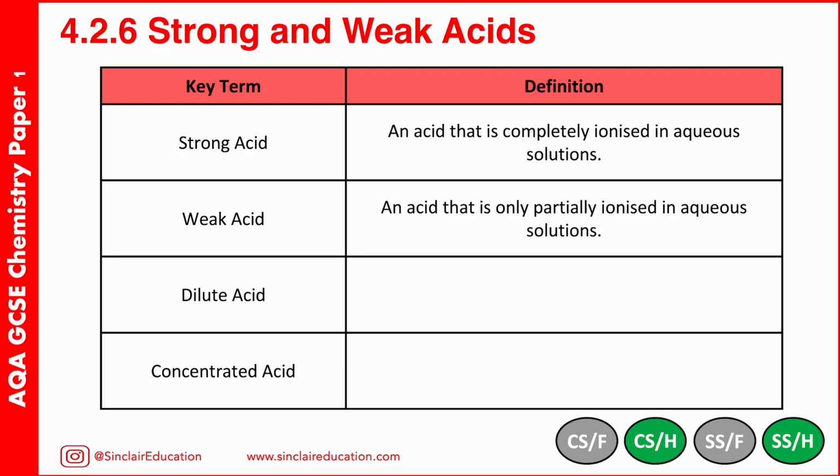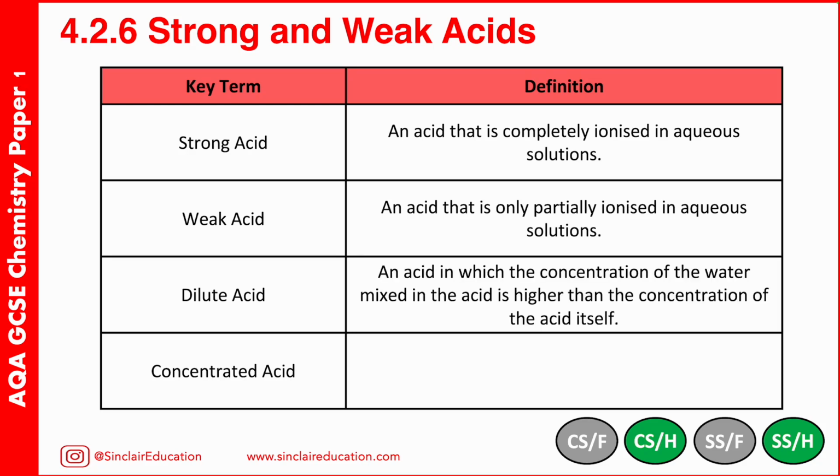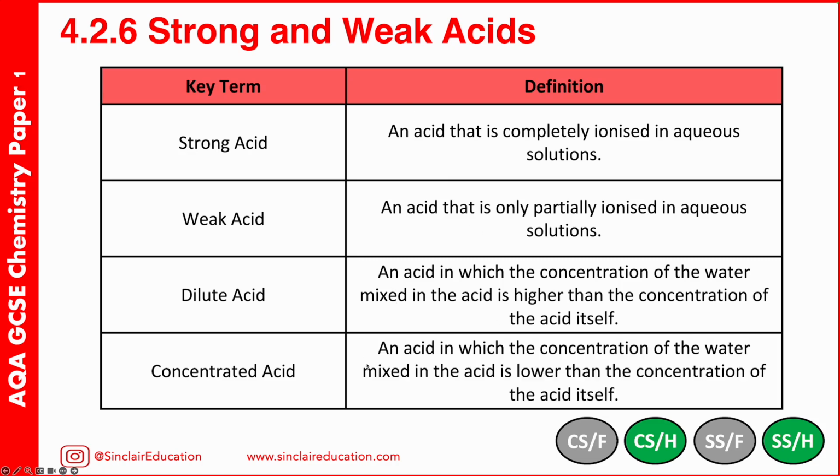If we refer to dilute acids, this is one where we've got a higher proportion of water compared to the solute. Now, if we've got a strong acid, even if it's dilute, it will still have a low pH. A concentrated acid is one in which we've got a smaller volume of water. Now, even if I've got a concentrated weak acid, they are still not going to have pHs below 4.